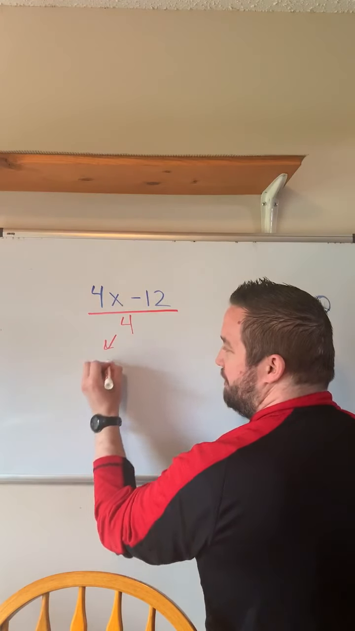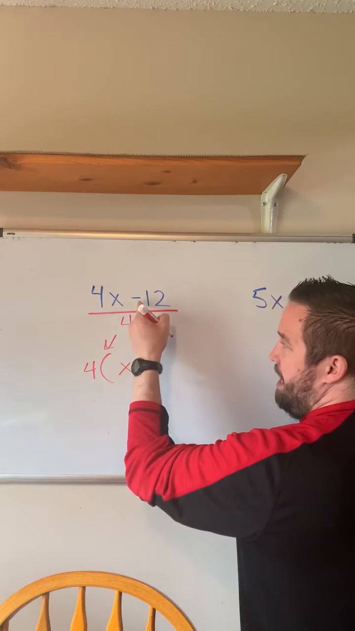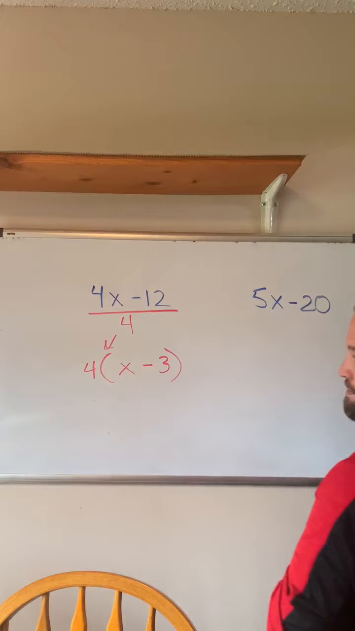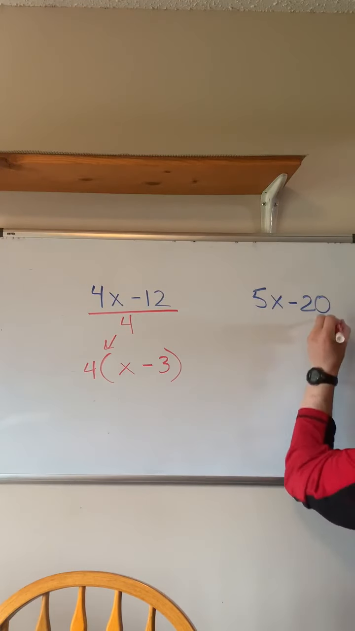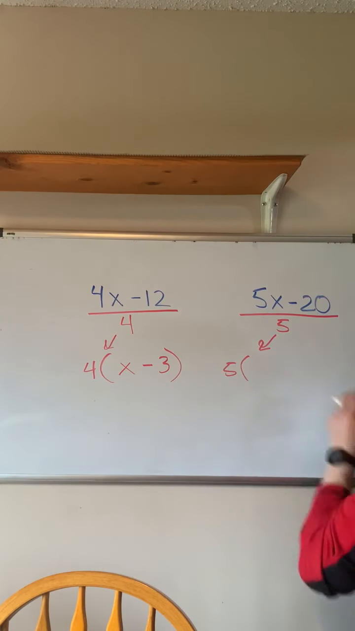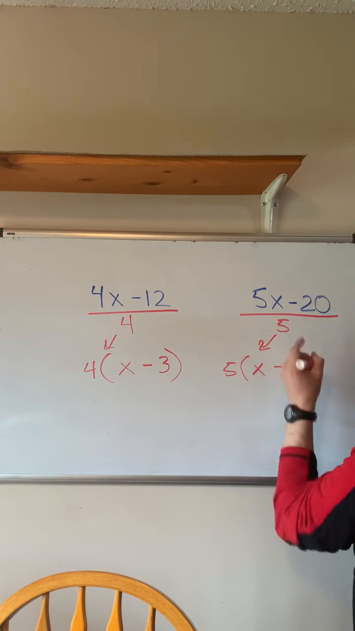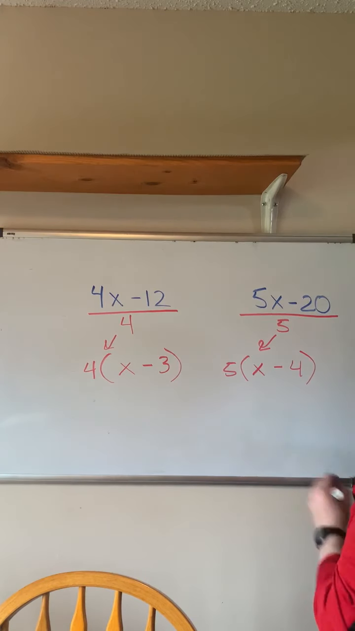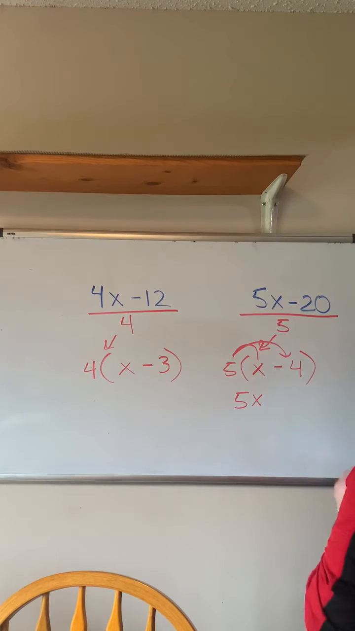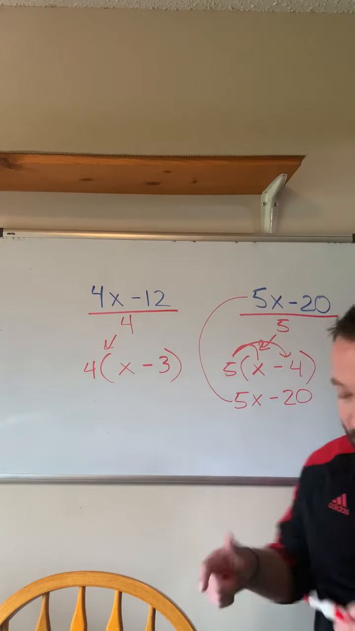I bring this guy down, 4 in parentheses. 4x divided by 4 is going to be x. Here I bring down my negative. 12 divided by 4, that goes in 3 times, and that's my answer. 5x minus 20, I divide by 5. I bring this guy down, 5 in parentheses. 5x divided by 5 gives me x. There's a minus. 20 divided by 5 is 4. Okay, let's just try it out to make sure. 5 times x is 5x. 5 times negative 4 is negative 20. That's the exact same thing, so I'm all set.